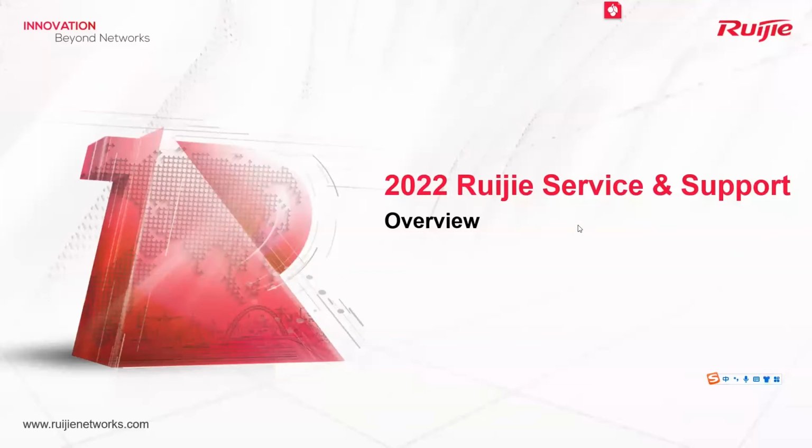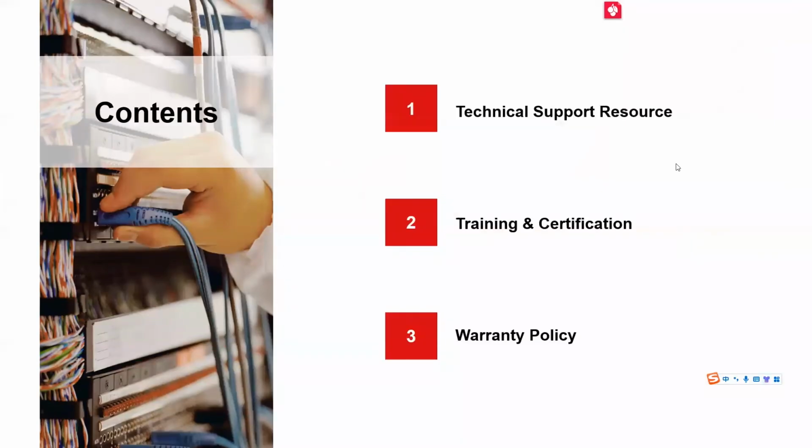Okay, let's see the service and support overview. We have three parts: technical support resources, training and certification, and the warranty policy. About the first one, if you join Ruijie or use Ruijie devices, what resources can you have? The second one is training and certification. This is my part. And the third one is the warranty policy.